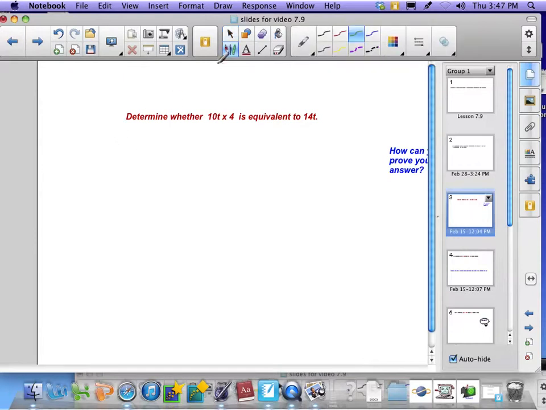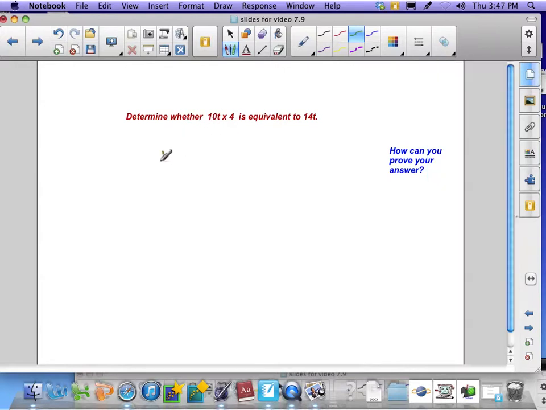Determine whether 10t times 4 is equivalent to 14t. We want to know if these expressions are equal to each other. So 10t times 4, I can't combine those terms, but I can think of multiplication as repeated addition. So 10t times 4 is the same as saying you have 10t four times. Now you can combine these like terms.